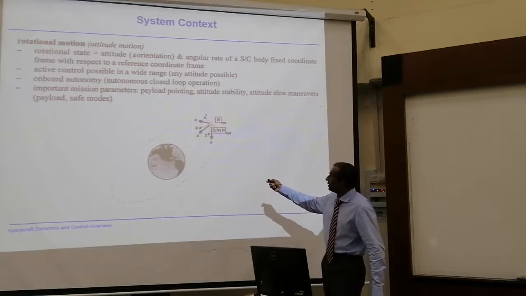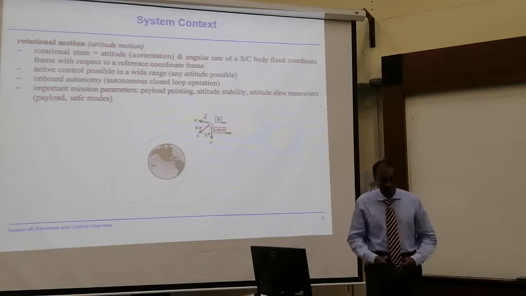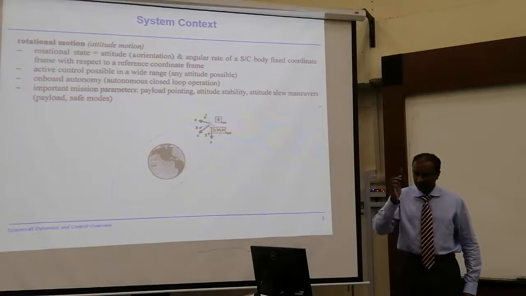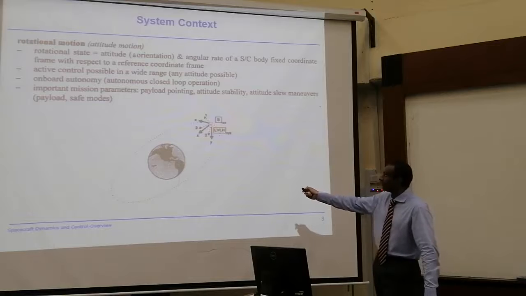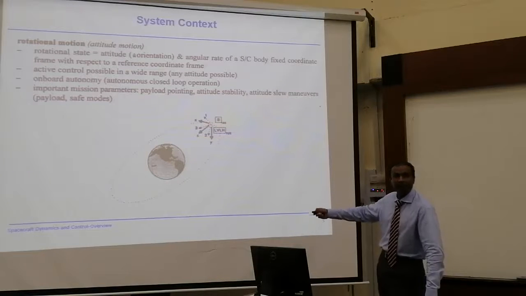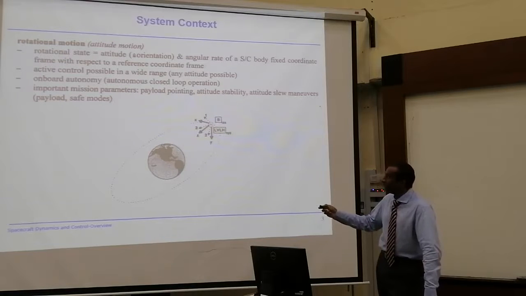What I need to have is the body coordinate. I need to know what this is. Okay, we must have a coordinate here. I have this coordinate and I must have a coordinate which is fixed here, which rotates throughout. Okay. And this particular coordinate, in an actual control system, we call it local vertical, local horizontal.